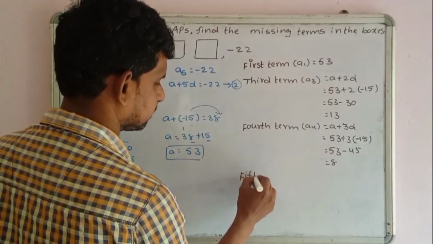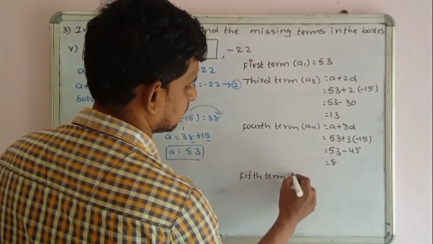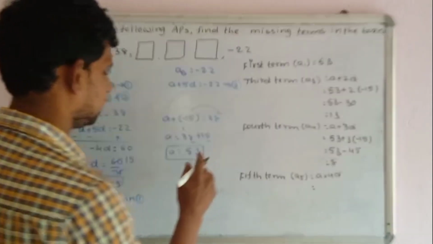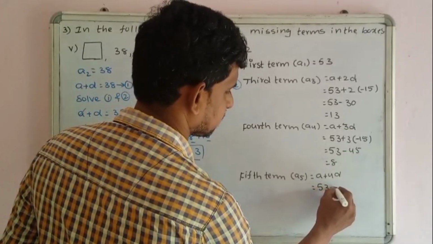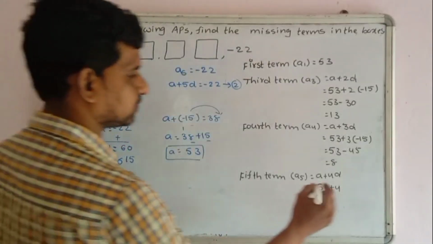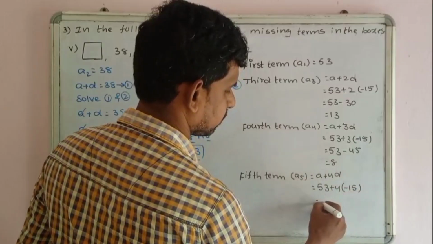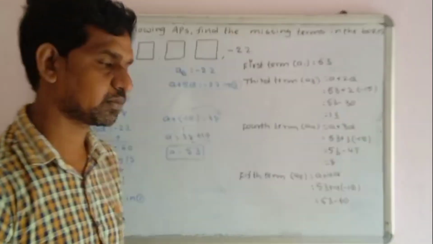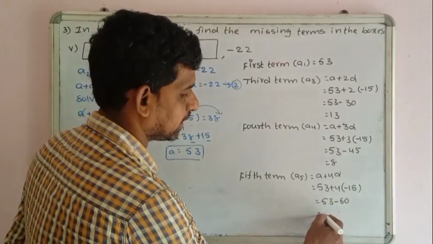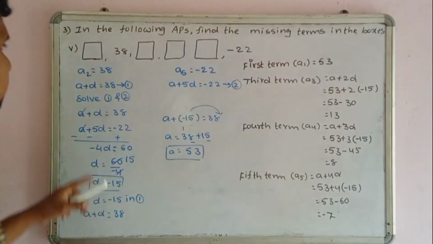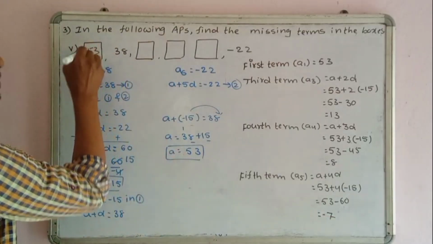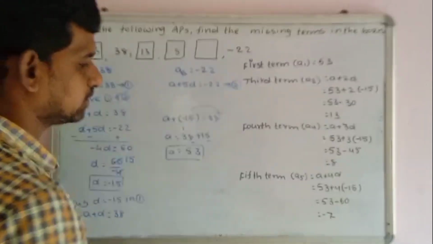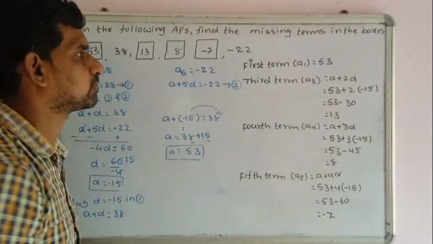Next, fifth term, A5 equals A plus 4D. So A value 53 plus 4, D value minus 15. 53 plus, into minus is minus, 4 15s are 60. 53 minus 60 is minus 7. Therefore, the value of A1 is 53, A3 value 13, A4 value 8, A5 value minus 7.